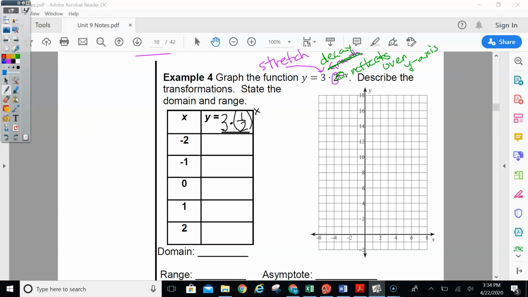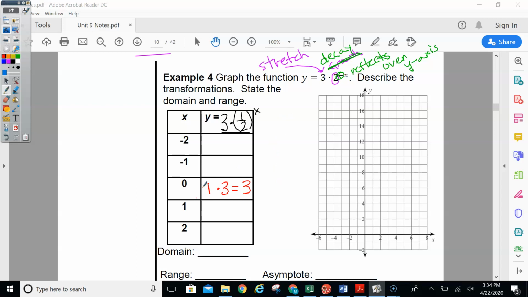Actually, before I do that, I want to show you how to just, in your head, get these 3 points. So you know the 1 is the y-intercept. So here, anything to the 0 power is 1. But then I'm going to take that and multiply it by 3. So my y-intercept is going to be at 3.